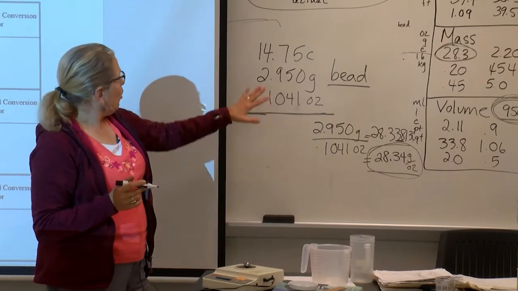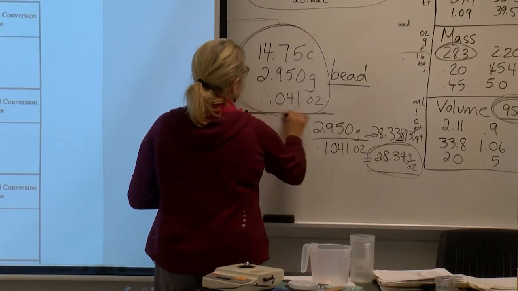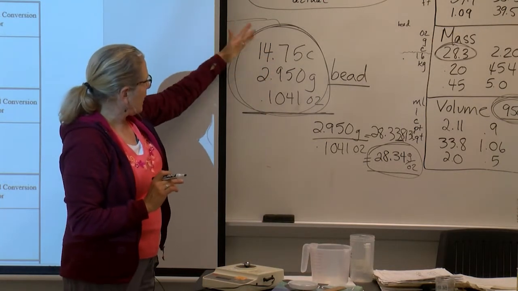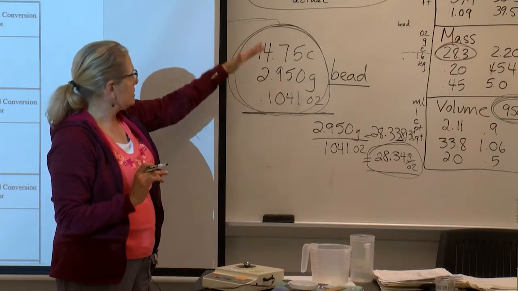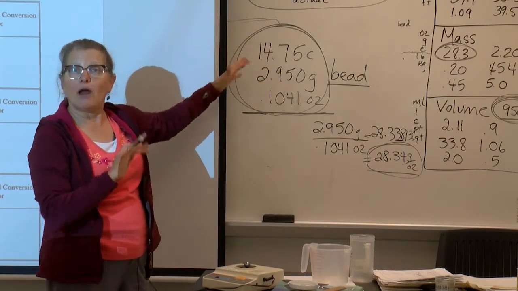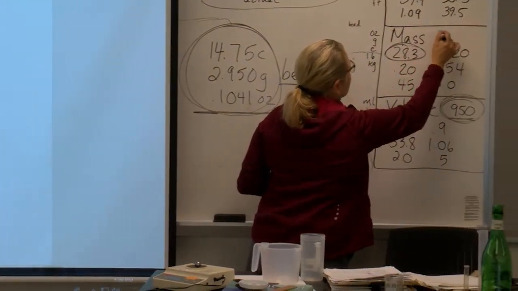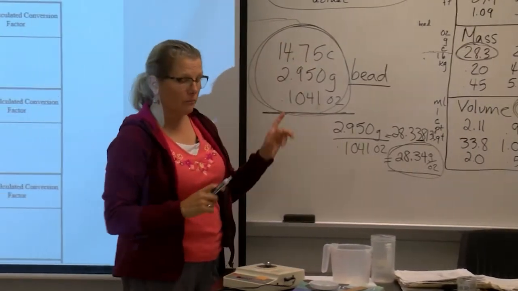We have got the bead and we have got 3 numbers. You can use these 3 numbers: carats per gram, grams per carat, carats per ounce, ounces per carat, grams per ounce, ounces per gram. You can try it all different ways. Remember, you're on a scavenger hunt and you're trying to match these numbers.